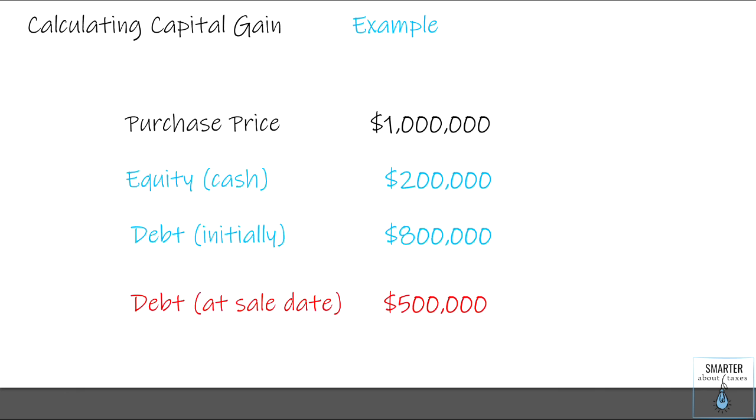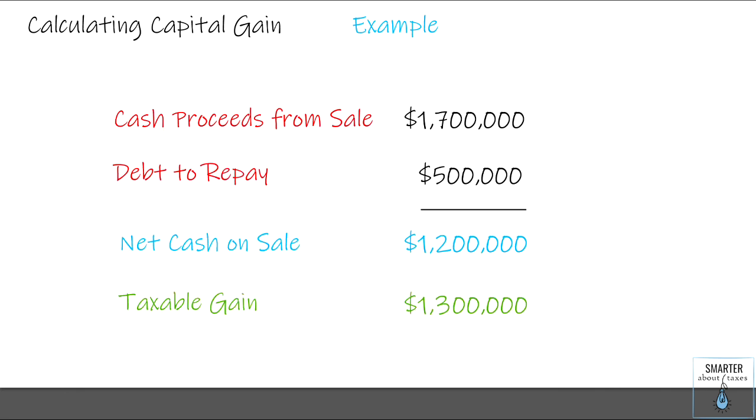Let's look at how the cash flow works. We purchased the property for $1 million. We used $200,000 of cash, and we borrowed $800,000. Over time, we pay that down, and you can see our debt at the sale date is $500,000. So it's gone down from $800,000 to $500,000. Again, that has nothing to do with the taxes. We just paid it down. Our cash proceeds from the sale, in this example, were $1.7 million. We repaid our debt of $500,000, because you have to when you sell the property. The lender's going to require that. We netted cash of $1.2 million. So our taxable gain is $1.3 million and net cash is $1.2 million. Not the same thing, not correlated at all.